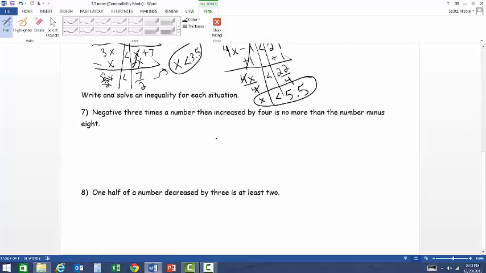We're going to finish up by doing 2 word problems together, starting off with negative 3 times a number. Negative 3n means negative 3 times a number. Then increased, so plus, by 4 is no more than. So is no more than means less than or equal to your mystery number, n, minus 8.